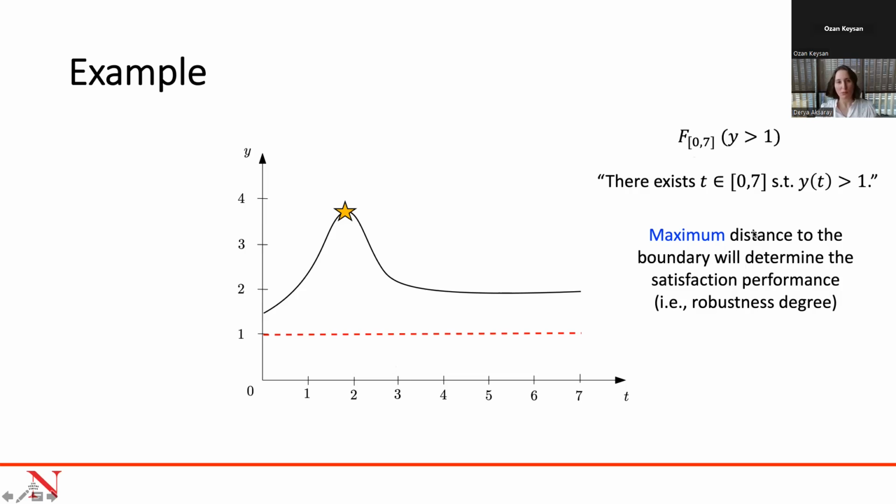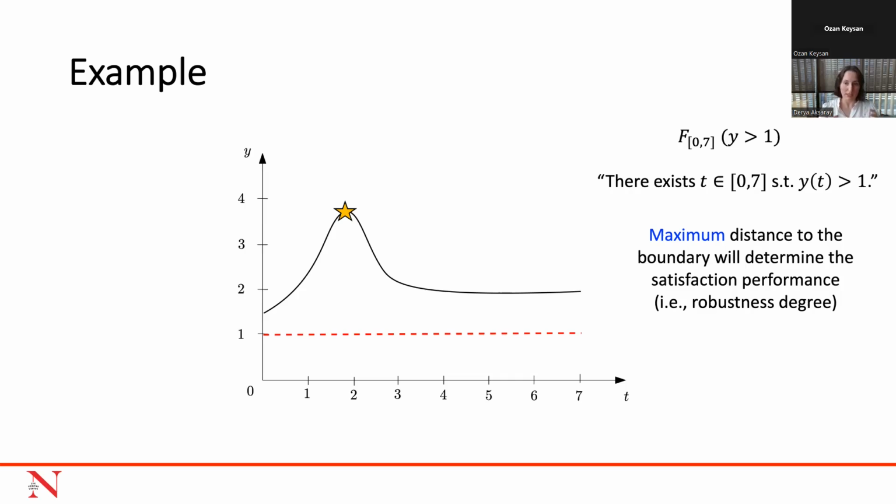So the reason that I show this to you is that there is this robustness degree function, which is very crucial to quantify the degree of satisfaction. And the way it is calculated is based on the formula: whatever operators we see, we recursively use min and max functions.